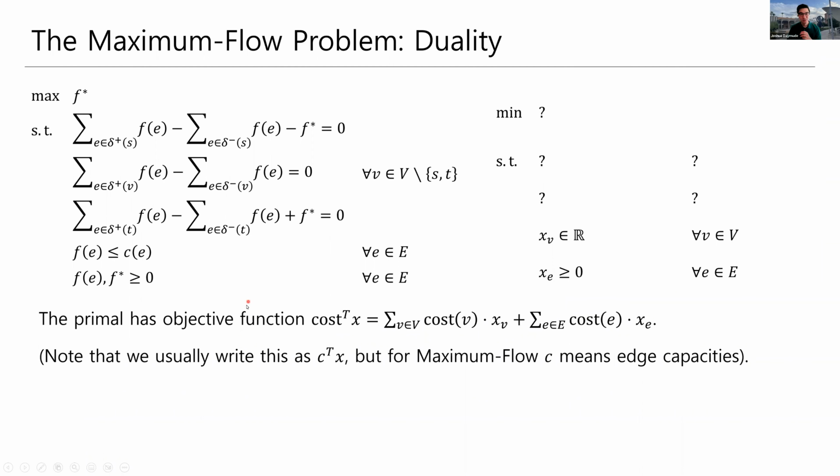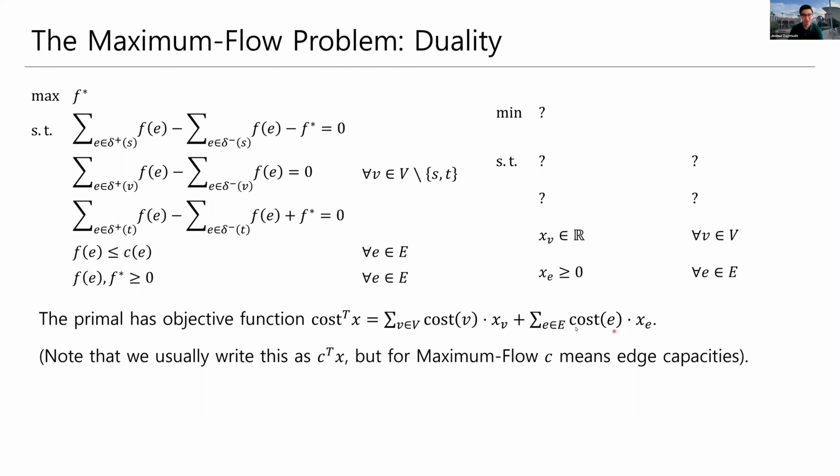Now let's go ahead and do the primal objective function. So we know what the variables are. Now we just need to know the costs. Remember that the primal has an objective function where it's like the cost vector transpose times x. And in our situation, what that means is because we have some node variables and we also have some edge variables, there's 2 terms, and it looks like this.